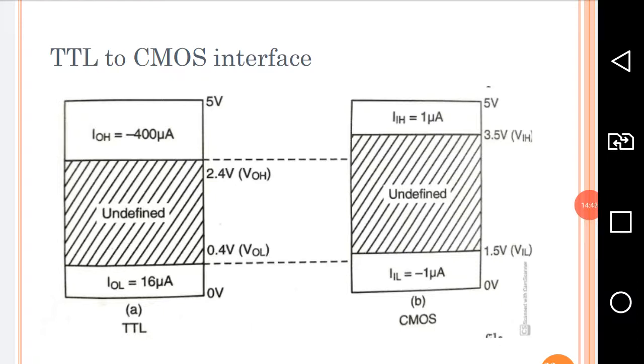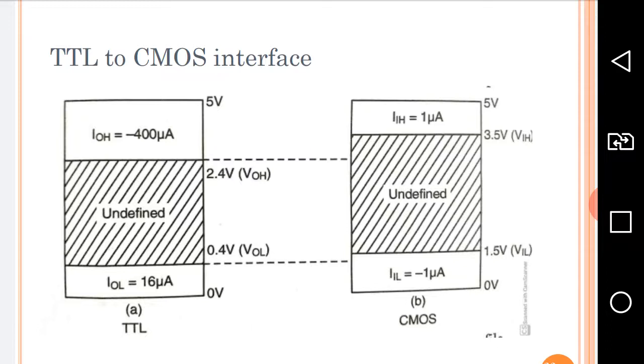So the second equation is that VOL of the driver should be less than VIL of the load, that is 0.4 is less than 1.5, which is satisfied. Then the current equations can be satisfied for a reasonable value of n. Thus, the overall connection problem is to increase the VOH of the TTL above 3.5 volt.